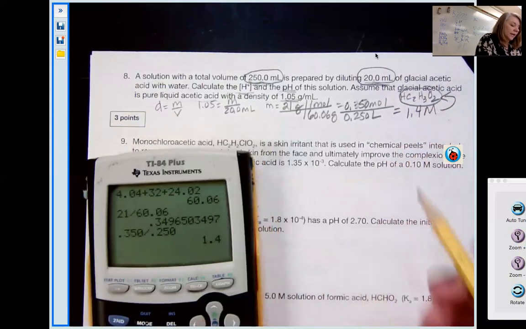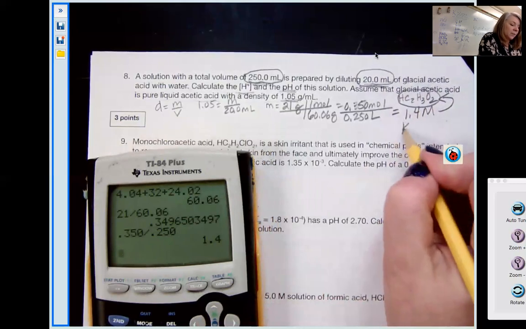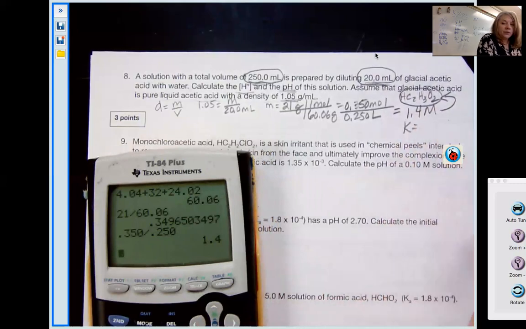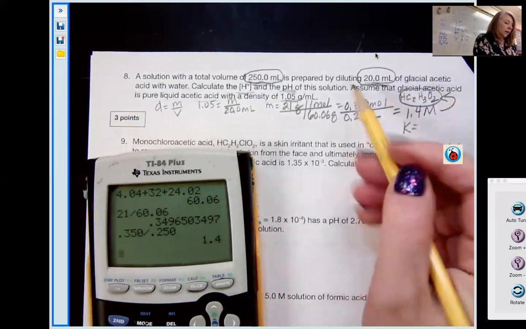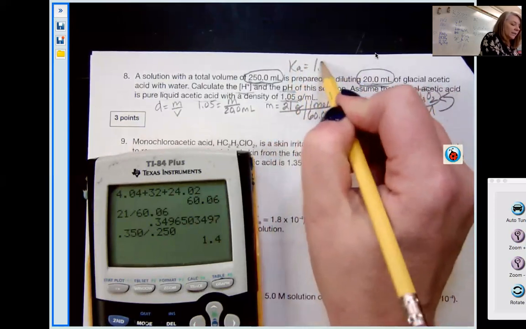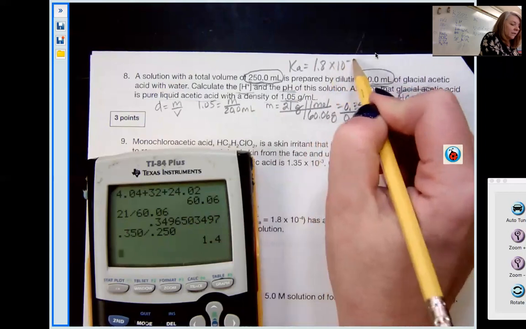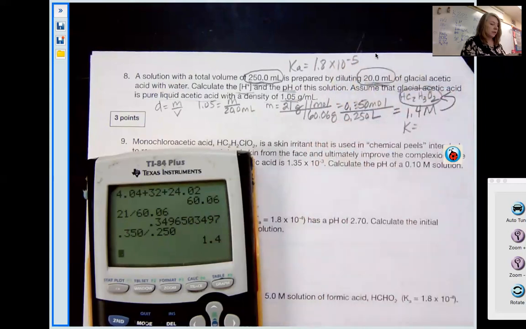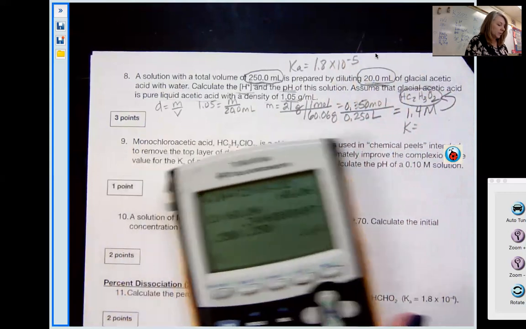And so since it's a weak acid, you need to write your Ka expression and go from there. And if you look at acetic acid, its Ka value is 1.8 times 10 to the negative 5th, because you just got through looking that one up if you've already worked number 7.